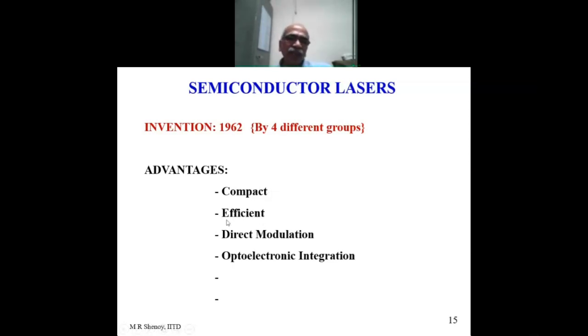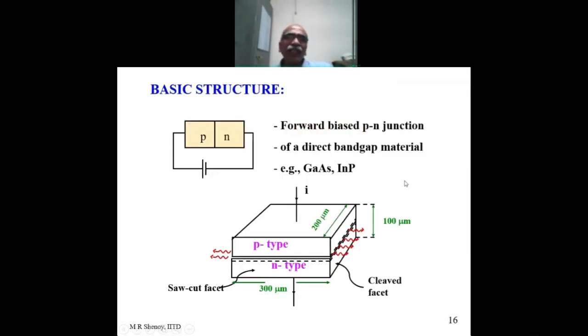And it's efficient. The efficiencies we are talking of are anywhere from 20% to 60% wall plug efficiency. That is, optical power divided by electrical power fed can be very, very high. Just to understand the numbers, if you take a helium neon laser or an Nd:YAG laser, the efficiencies are less than 1%. All right, let me go to the basic structure. The basic structure is a forward biased pn junction. And here are typical dimensions which are shown.